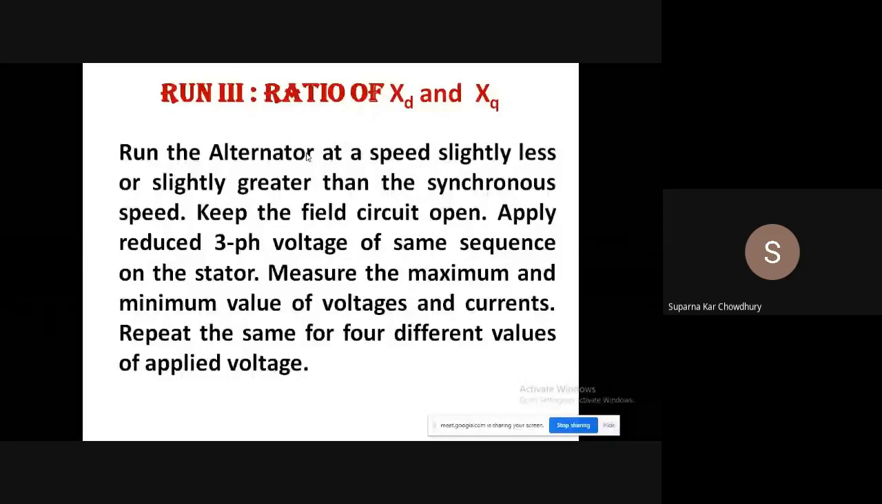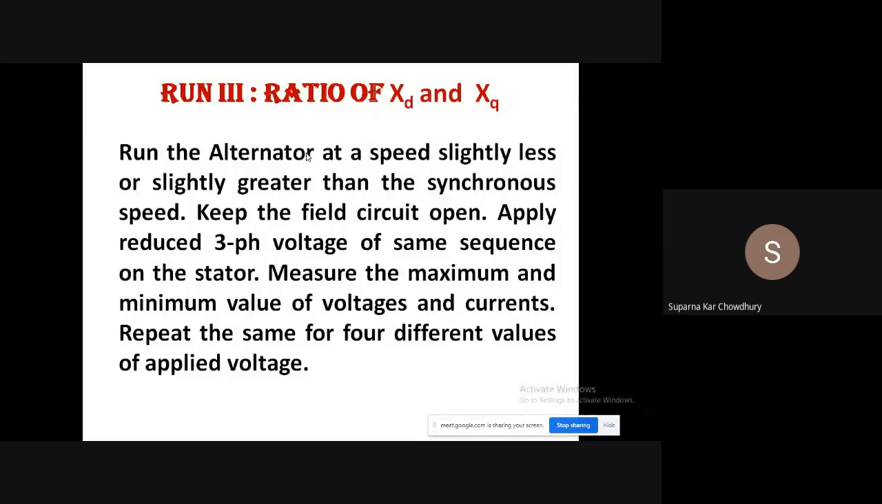So the current value will be small, and correspondingly, if we measure the terminal voltage at the machine alternator, the terminal voltage is the applied voltage minus the drops in the leads and the wires. Now, for a smaller current, the drop is small, so the voltage is larger.